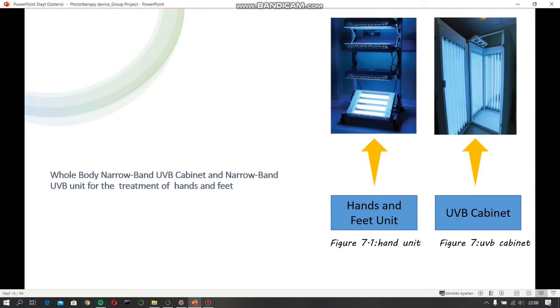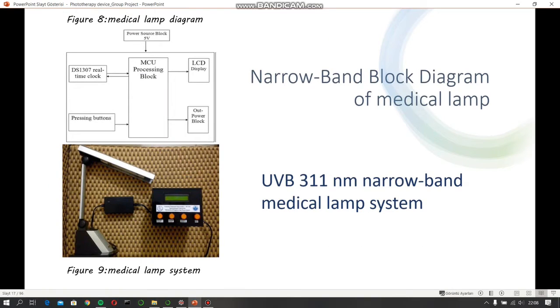Here is a whole narrowband ultraviolet B cabinet and the narrowband ultraviolet B unit for the treatments for hands and feet. And also this is the block diagram of a medical lamp. Also there is the lamp system, the lamp system of ultraviolet B 311 nanometers.